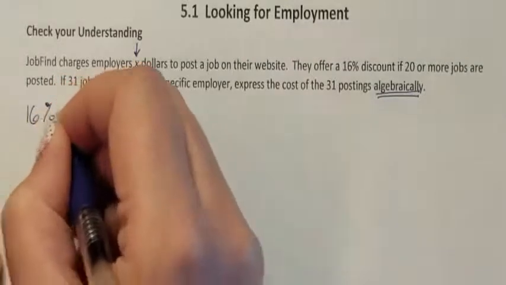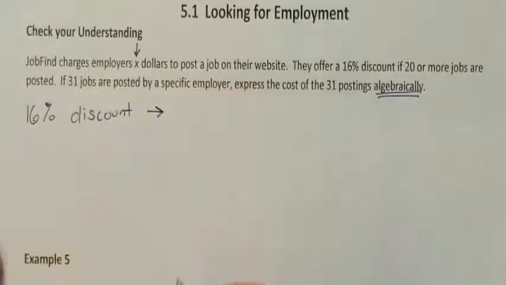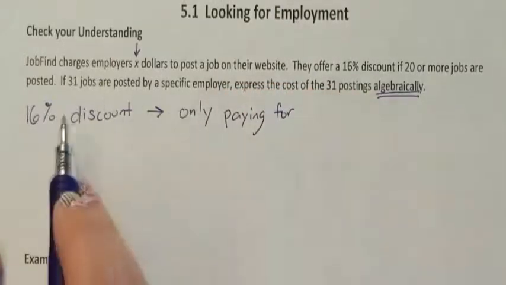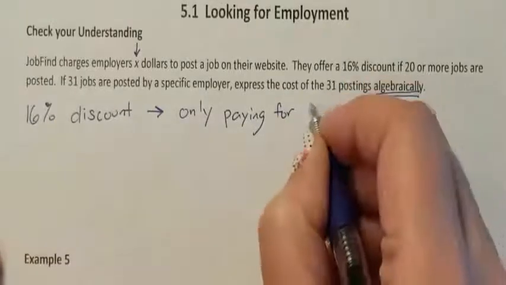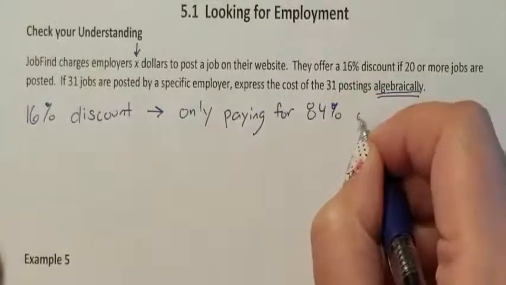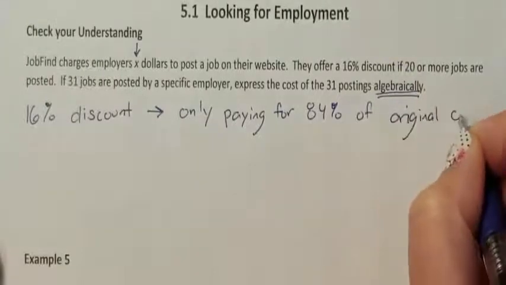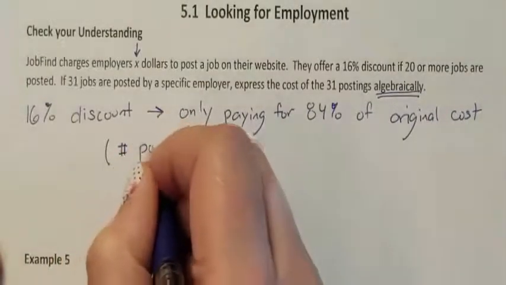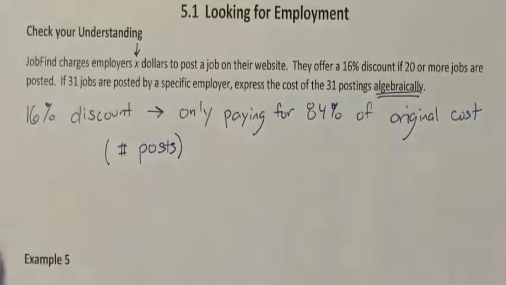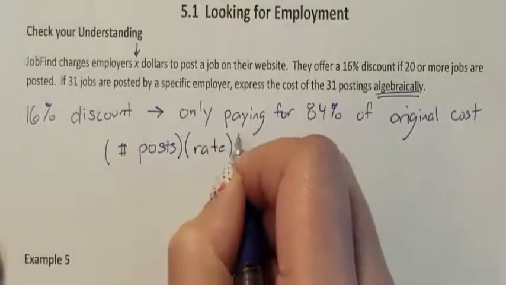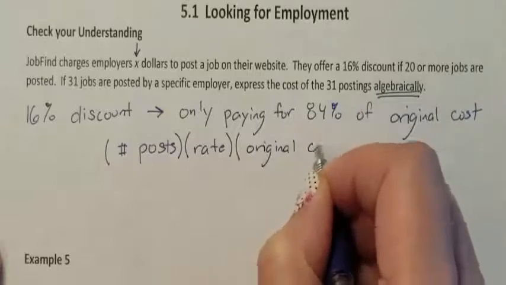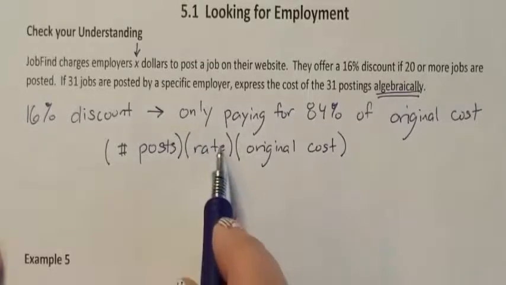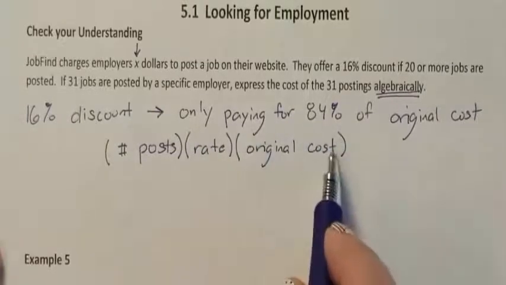So I get a 16% discount. And what that means is that I'm not paying 100% anymore. I'm paying a 16% discount, which means I am only paying for 84% of the original cost because I did more than 20. So I need to figure out how many posts I am going to post, what is my rate, and what was the original cost. If I know how many posts I'm going to make, I have to multiply that by my discount and then multiply that by how much each one actually was.